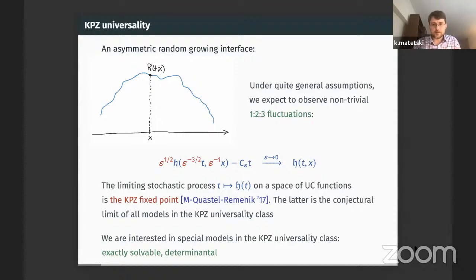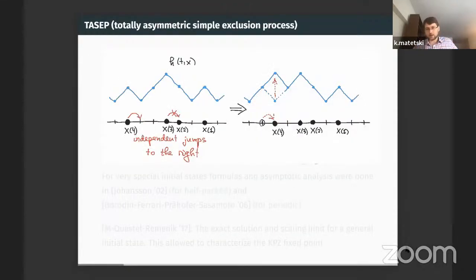So let me start with introducing TASEP, and then a bit later I will talk about some other variants of this model. So TASEP stands for totally asymmetric simple exclusion process. The description is very simple. We look at particles on the integer lattice. So in this picture, the black dot is a particle. If there is no black dot, the site is empty. So there is always at most one particle per site. Each site is either empty or occupied by one particle. And the particles try to jump independently to the right in continuous time.